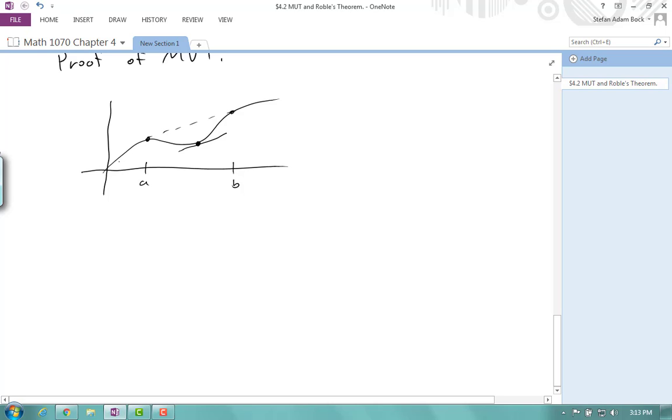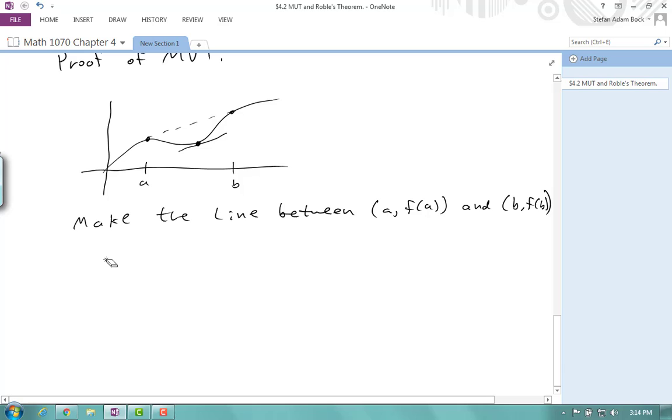First, I'm going to make a line. Specifically, I'm going to make the line between the point (A, f(A)) and (B, f(B)). In my picture here, this is the secant line. It's going to be the dotted line I have on the picture.